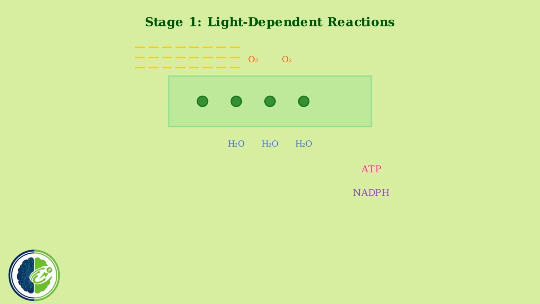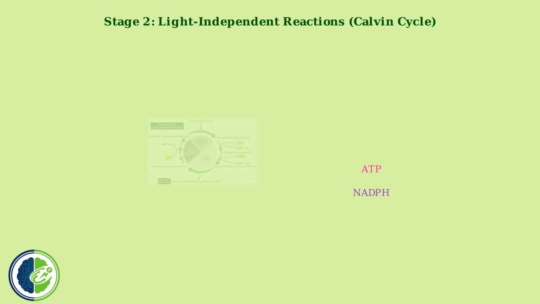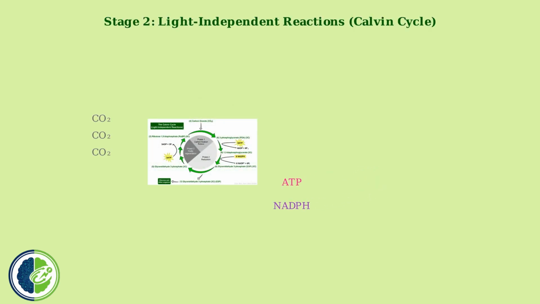Stage 1 begins when light energy strikes the thylakoid membranes. Chlorophyll molecules, represented by these green circles, absorb photons of light energy and become excited. During this process, water molecules are split, releasing oxygen as a byproduct. The energy captured from light is used to produce ATP and NADPH, which are energy-carrying molecules that will power the next stage. Stage 2 occurs in the stroma and is called the Calvin cycle.